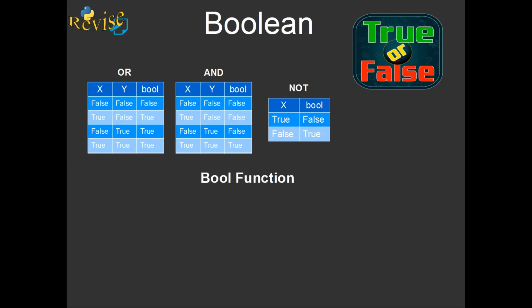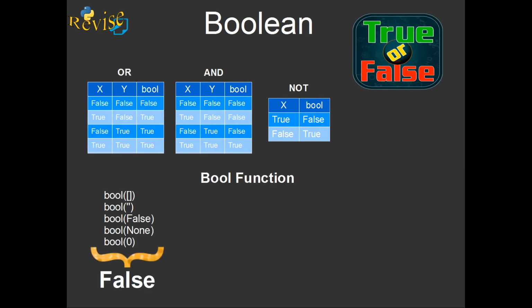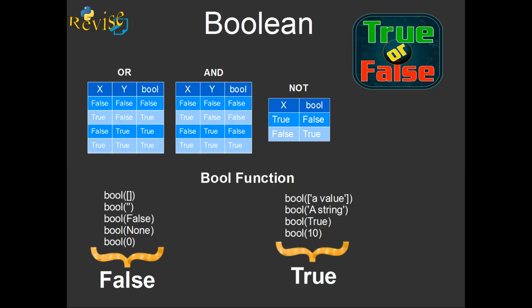Then you can use a bool function. What does the bool function do? If you have bool of an empty list or empty string, bool of False, bool of None, or bool of 0, this all evaluates to False, while bool of any list or string which is not empty, bool of True, or bool of any number, this all evaluates to True. So you can use this boolean in your condition checking for your loops and all. This is how you use boolean.